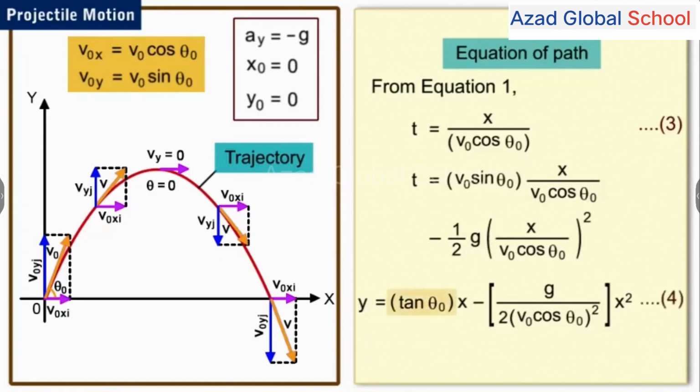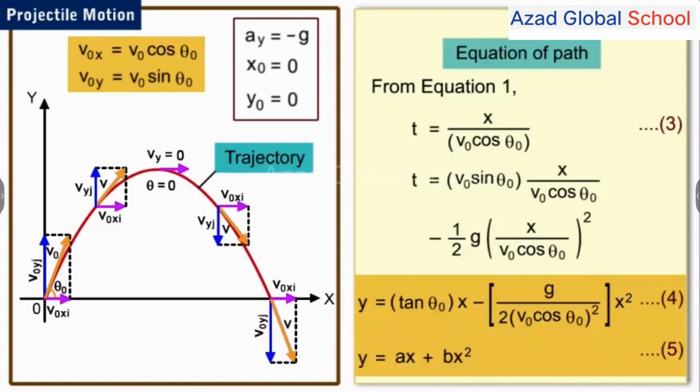In this equation, tan θ0 and g divided by 2 into (v0 cos θ0) square are constants, as g, θ0 and v0 are constants. As you know, the equation of a parabola can be written as y is equal to ax plus bx square. Let this be equation 5. In this equation, a and b are constants. By comparing equations 4 and 5, we can conclude that the path followed by a projectile is a parabola.